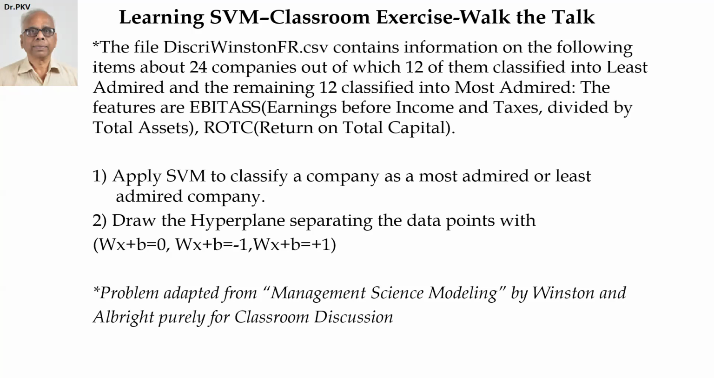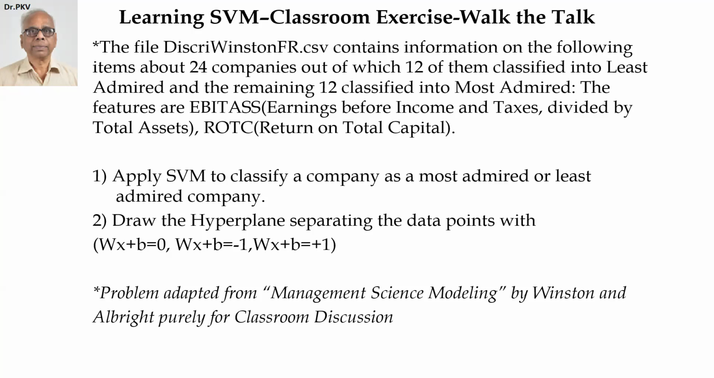So you are asked to apply support vector machine modeling to classify a company as most admired or least admired. Now, draw the hyperplane separating the data points with Wx plus b is equal to 0, Wx plus b is equal to -1, Wx plus b is equal to +1. Of course, this problem is adapted from Management Science Modeling by Winston and Albright purely for classroom discussion. The data set is taken from there.